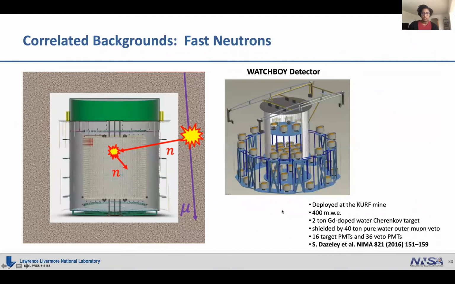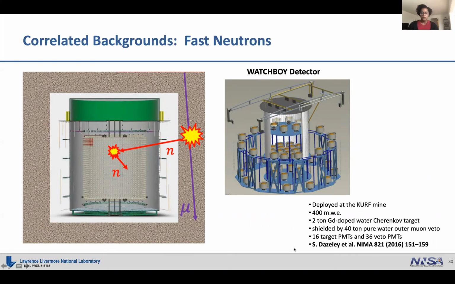And then for our fast neutrons, to actually understand our fast neutron background, a few years ago we had a gadolinium-doped water detector called the WATCHMAN detector that was deployed in the Kerf mine. The idea was that we would use this smaller, about 2-ton gadolinium-doped water Cherenkov target to understand our simulations and to see if our simulations can reproduce this experiment.